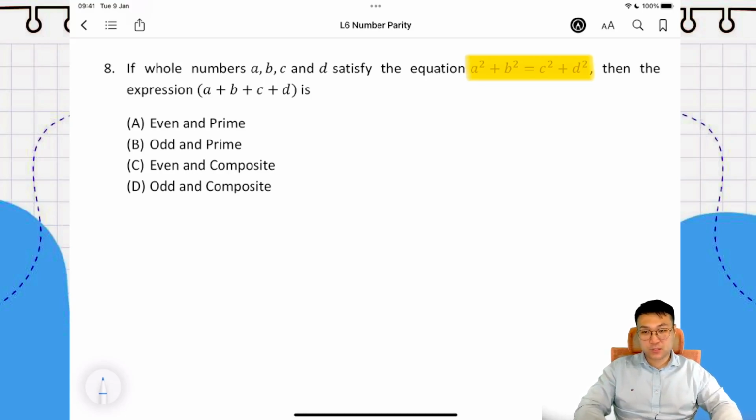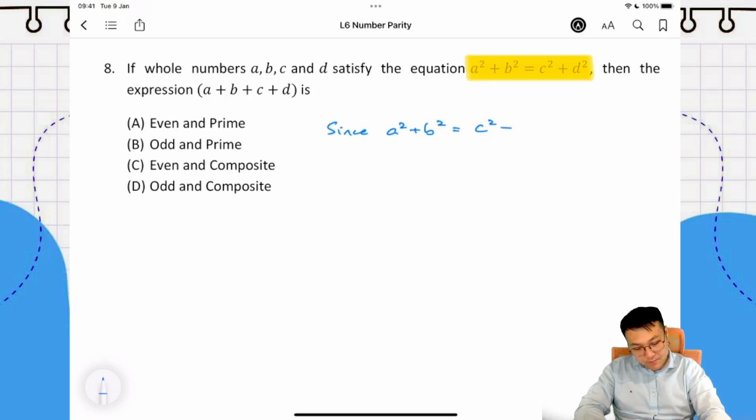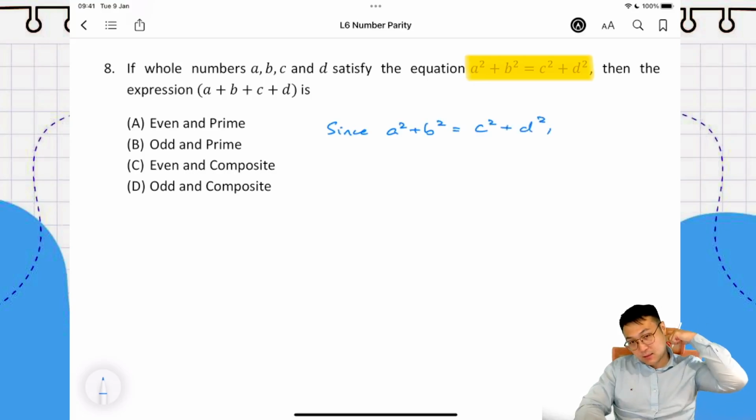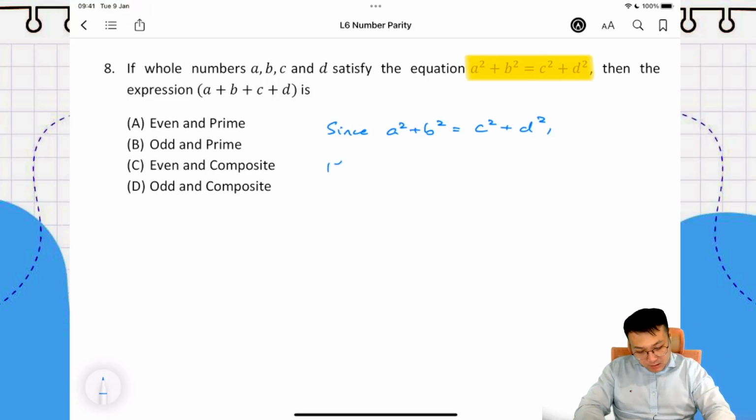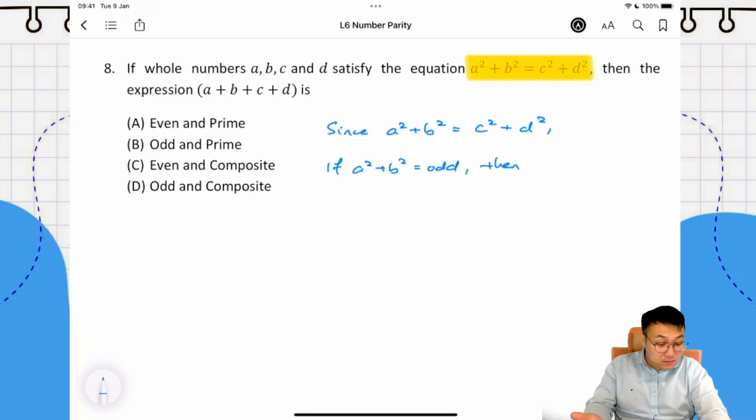So, let's observe this question. They're telling you that A squared plus B squared equals C squared plus D squared. So, since we already know that A squared plus B squared equals C squared plus D squared, if A squared plus B squared is odd, then since they are equal, don't you think that C squared plus D squared should also be odd?